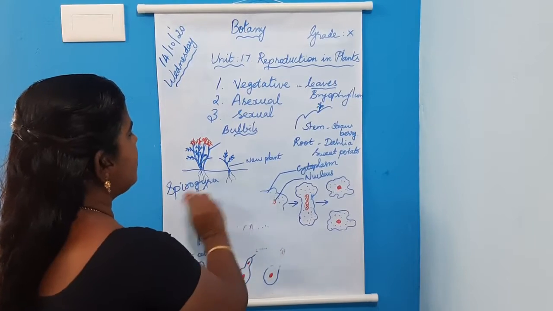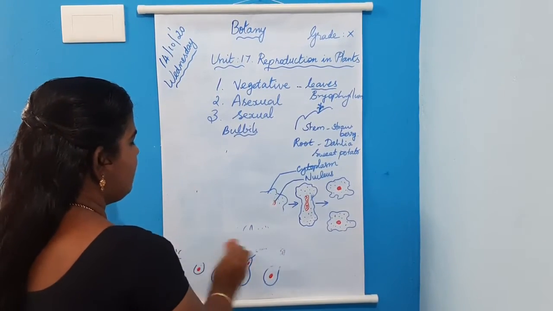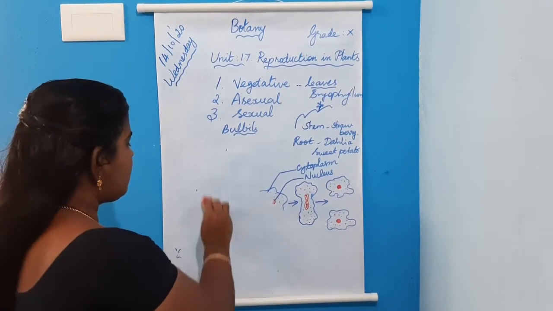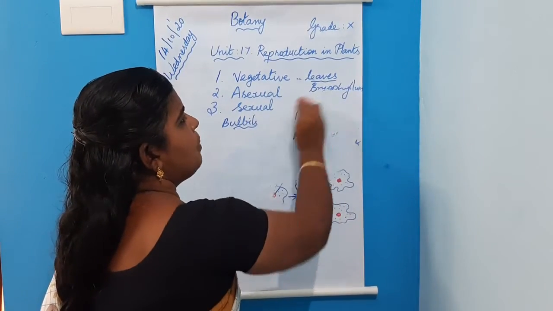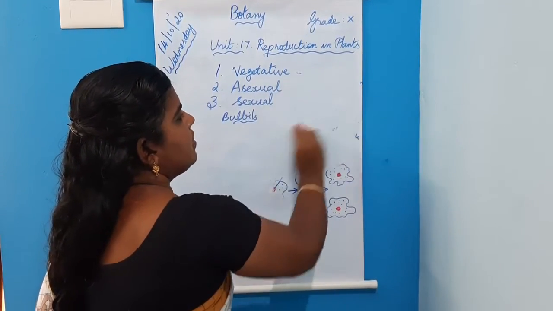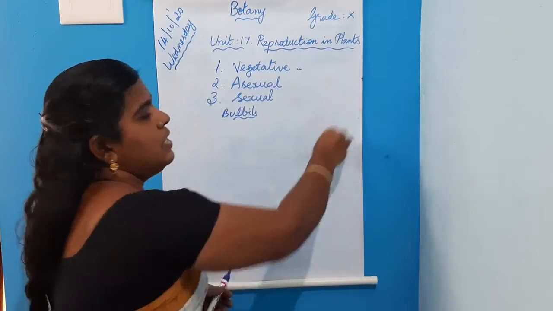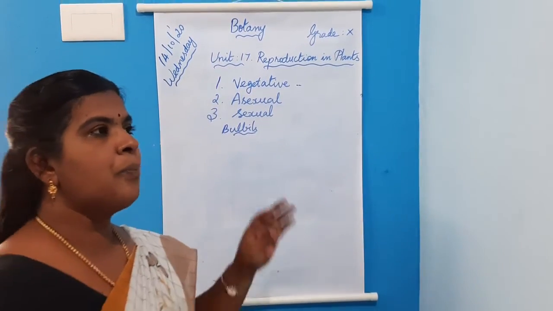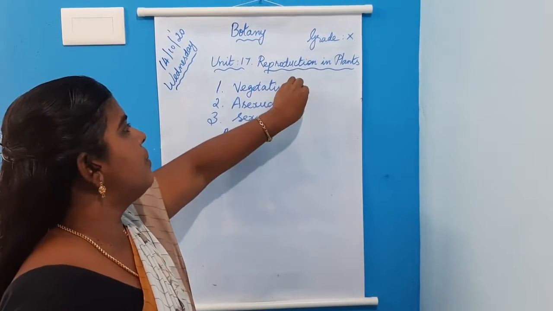Next is asexual reproduction. First, what about vegetative reproduction? Vegetative reproduction takes place by means of vegetative cells or somatic cells. That is, the sex organs are not involved in this method of reproduction.